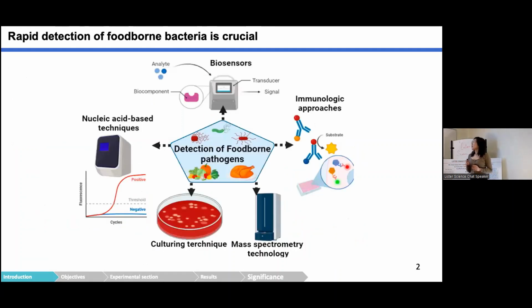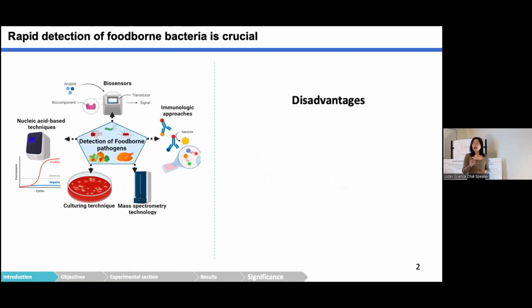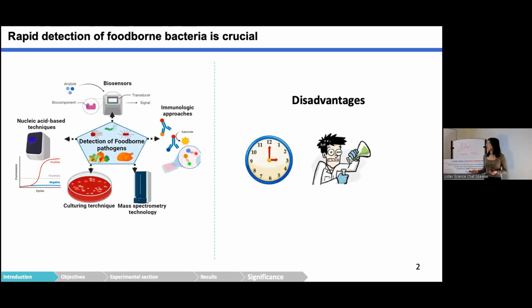So there are already many different types of methods that have been used to detect those foodborne pathogens, like putting them on the agar or using some sophisticated equipment to detect their DNA, their proteins, or other stuff. However, most of these methods have some drawbacks. They are either very time-consuming, labor-intensive, and they may require highly trained personnel. Also some very expensive reagents. In that case, we need a better method to detect them.